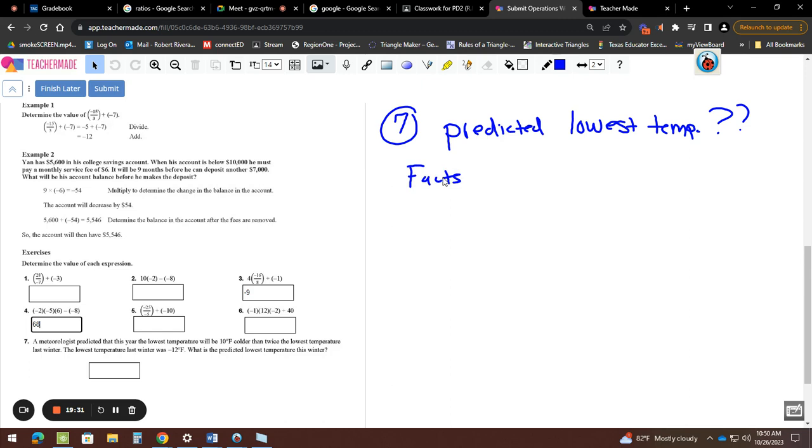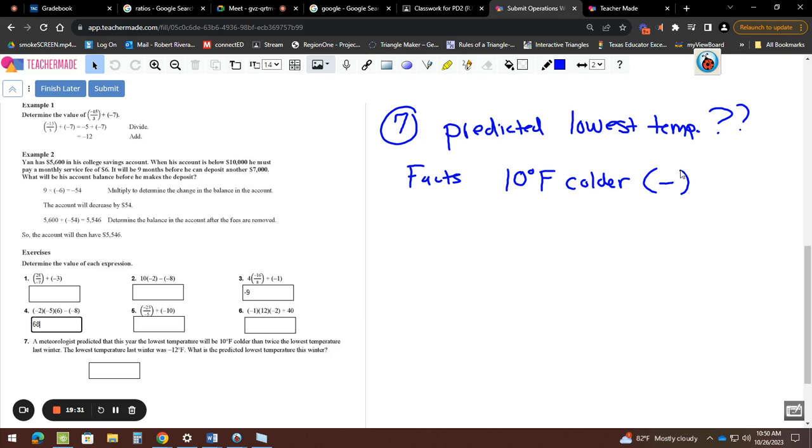And I'm going to write the facts that they gave me by reading carefully and slowly, sentence by sentence. So sentence 1 says, the meteorologist predicted that the lowest temperature will be 10 degrees colder than twice the lowest temperature of last year. Okay. 10 degrees Fahrenheit colder. That's one fact. Now let's think about colder. When something gets colder, does that drop or it goes up? Drop. So I know that this guy's going to be a minus. That's getting the facts and understanding what they're trying to tell me.